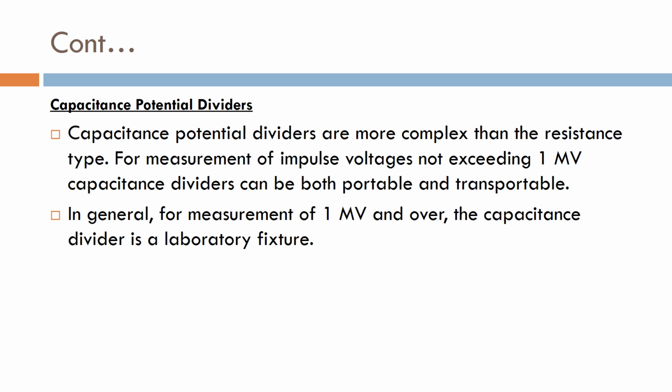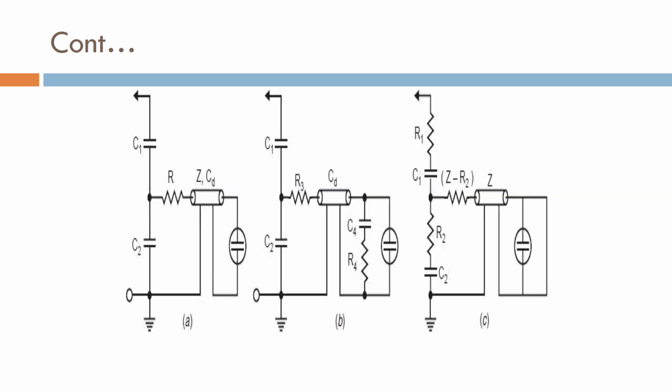Next one is the capacitive potential divider. Initially we started with the resistive potential divider. Now, capacitive potential dividers are more complex than the resistive type. For the measurement of impulse voltage not exceeding 1 megavolt, capacitive dividers can be both portable and transportable. In general, for the measurement of 1 megavolt and over, capacitive dividers are used.